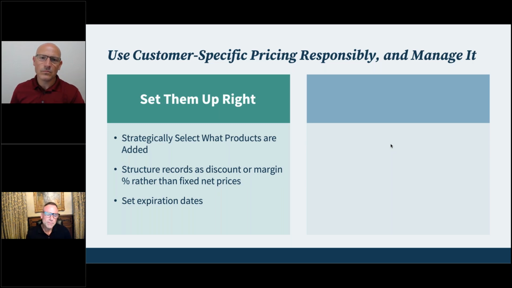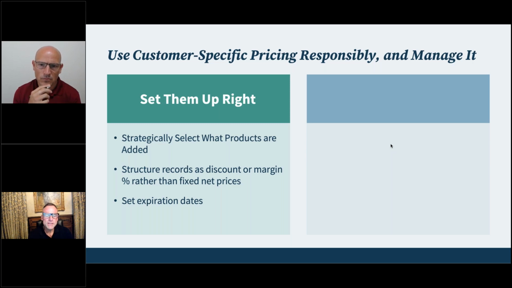One of the keys to maintaining this effectively is making sure that the records within the CSP are set up as either discount or margin factors rather than fixed net prices, because when vendor cost increases come through, if they've been set up as fixed nets, then you have to go back and find them and fix all of them. Whereas if they're expressed as discounts or margins, then anytime the list price or the cost basis changes, you'll be able to pass those increases through in a faster and a more robust way.